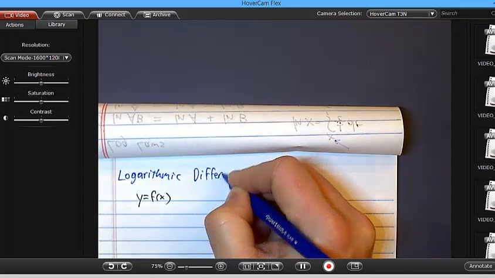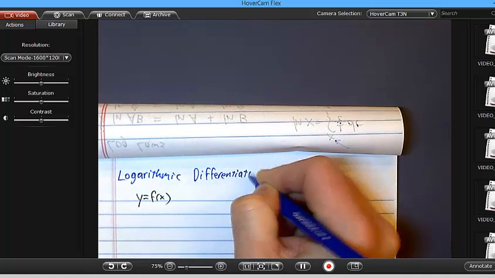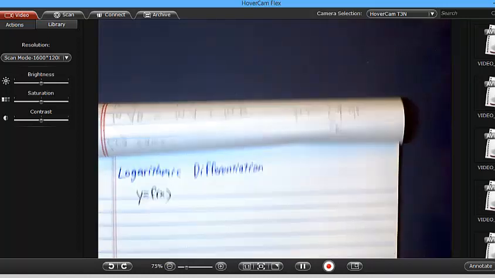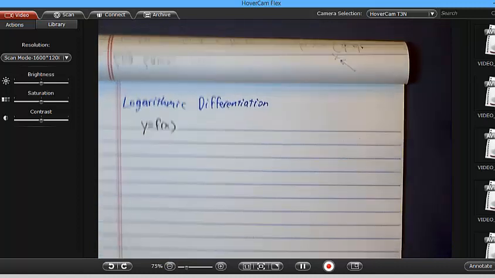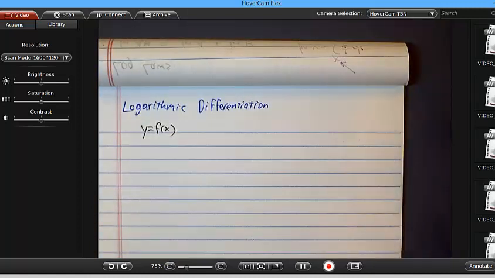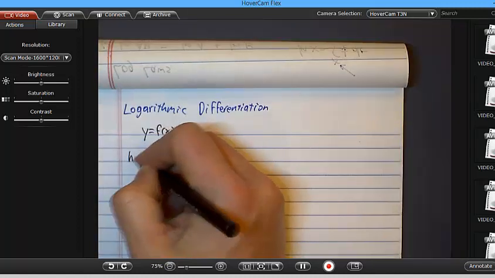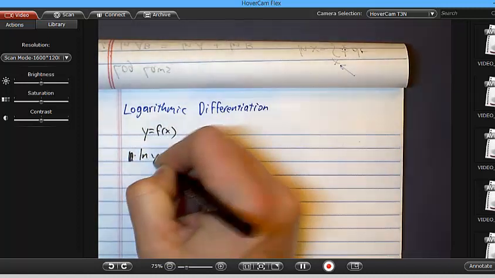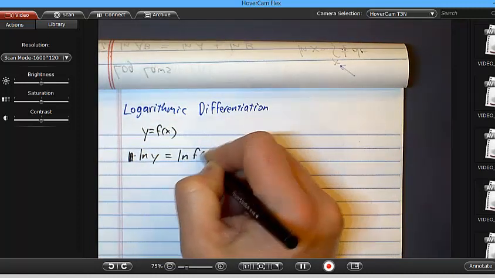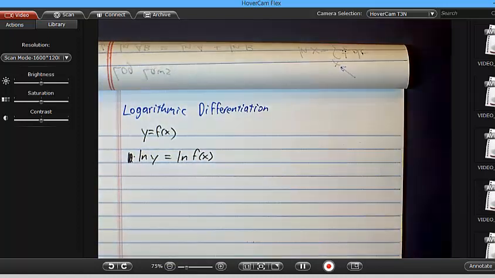So what I do is I have some function, and I didn't even name it yet. But what I do is this. I take the log of both sides. ln of y is equal to ln of f of x. It's still a true equation then. I just did the same thing to both sides.